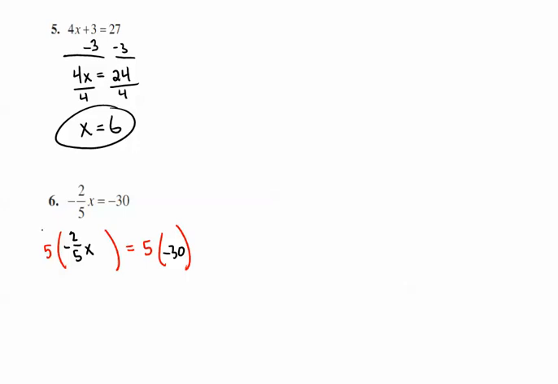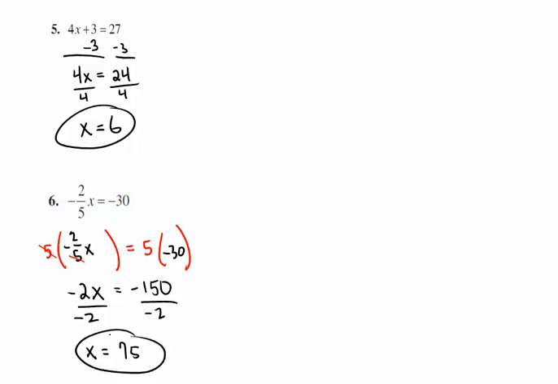If you notice, the 5's will cancel here, and we will have just negative 2x on the left side. That's why we multiplied by 5, because when we do that, all the denominators will clear out. You just have to make sure you multiply that 5 times every term in the equation, left and right side. On the opposite side, we have 5 times negative 30, which is negative 150. Divide both sides by negative 2, and we end up with x is equal to positive 75.